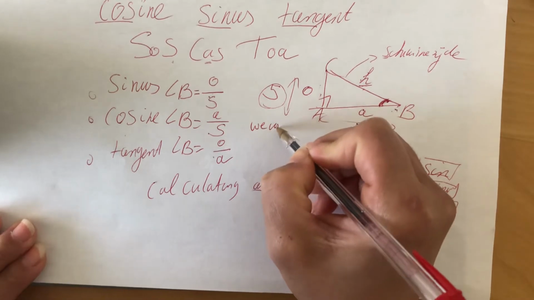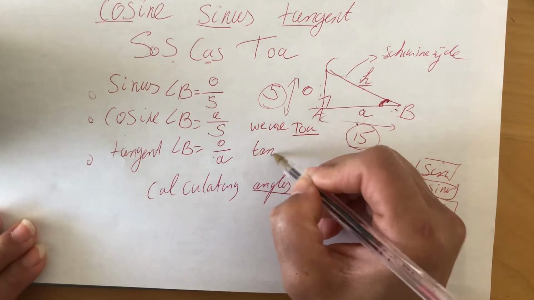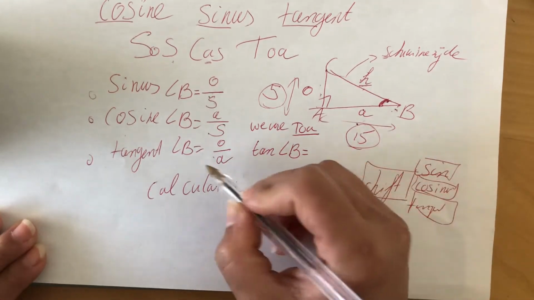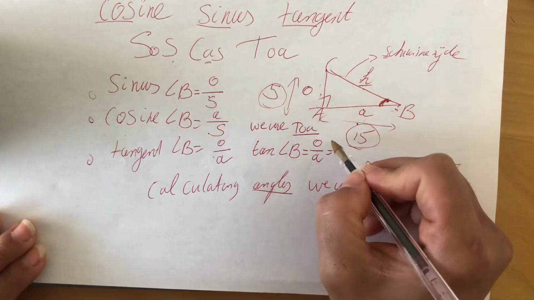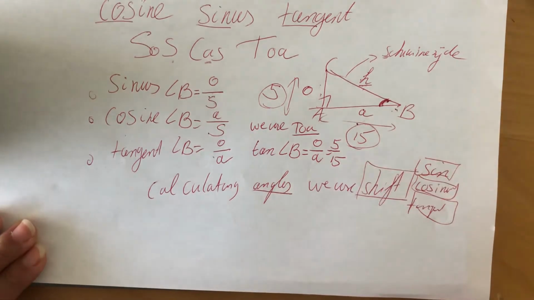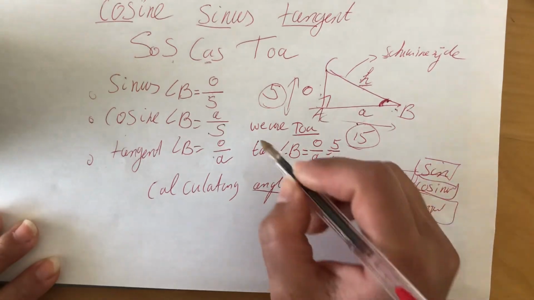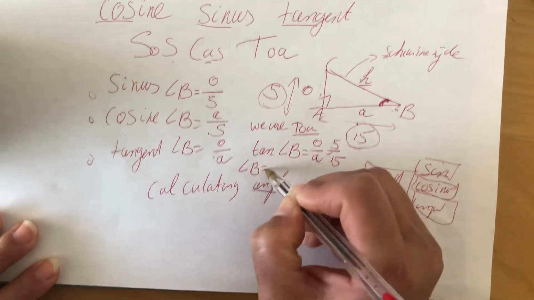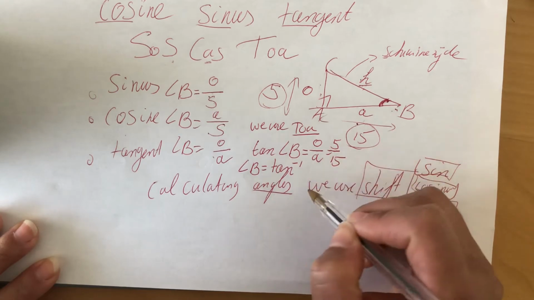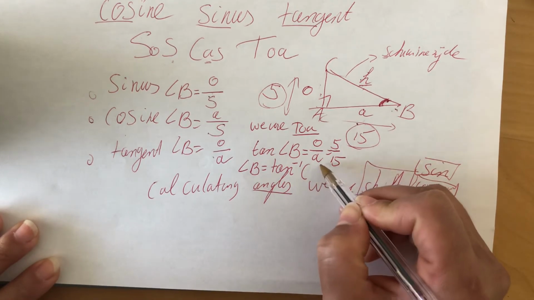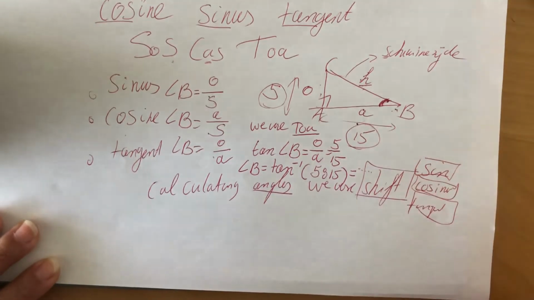We use tangent, and we write down that the tangent of angle B is going to be the ratio opposite divided by adjacent, and now we can fill in the numbers: 5 divided by 15. And then eventually, now you're going to use the function to get angle B. You use the shift tangent on a calculator, the inverse of tangent, opening bracket 5 divided by 15, closing bracket, and then you calculate it.